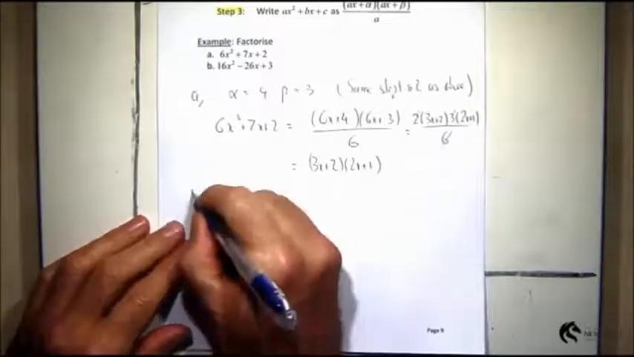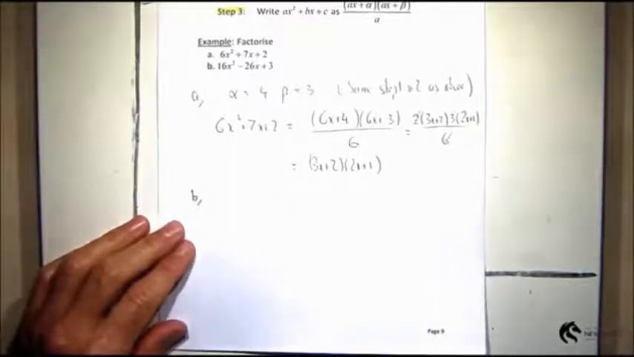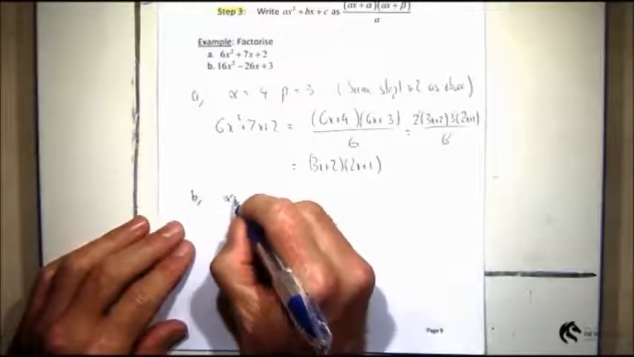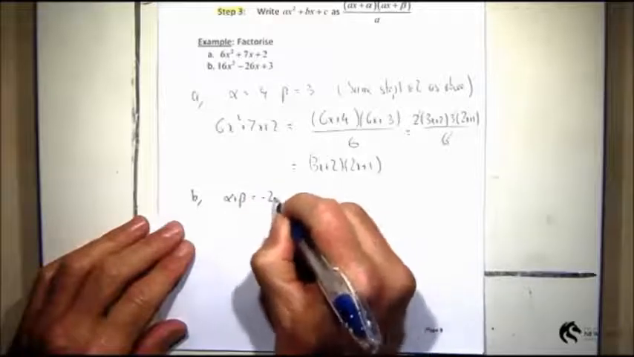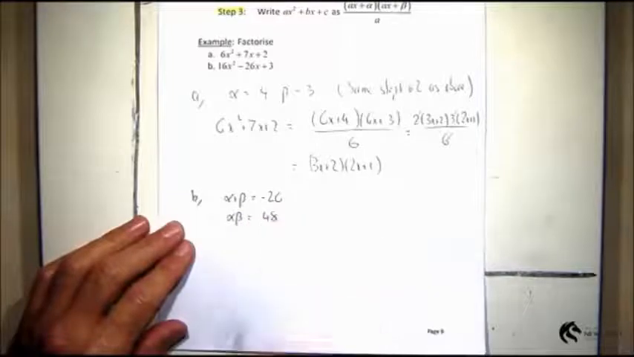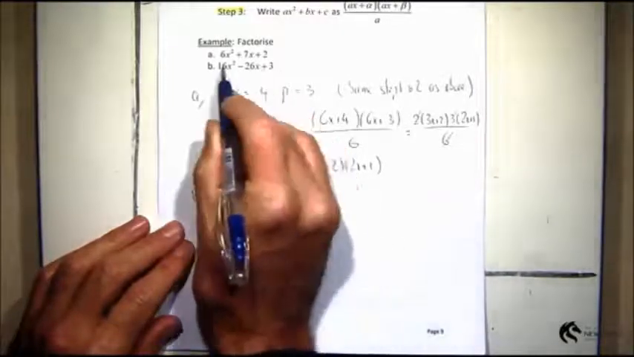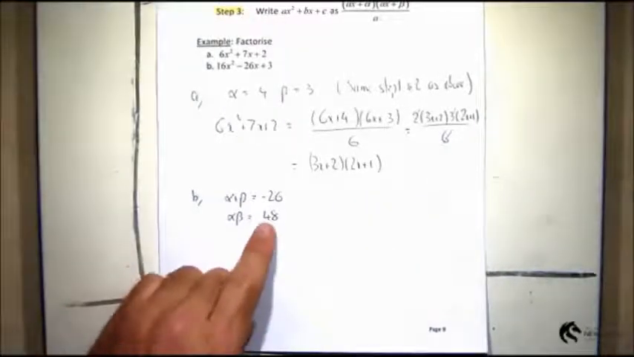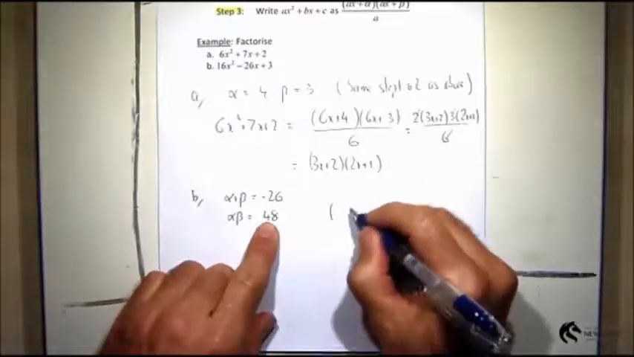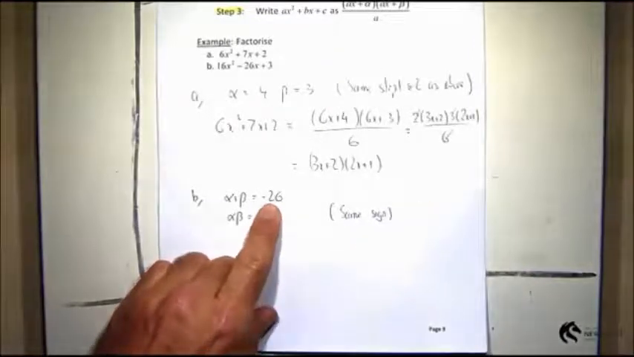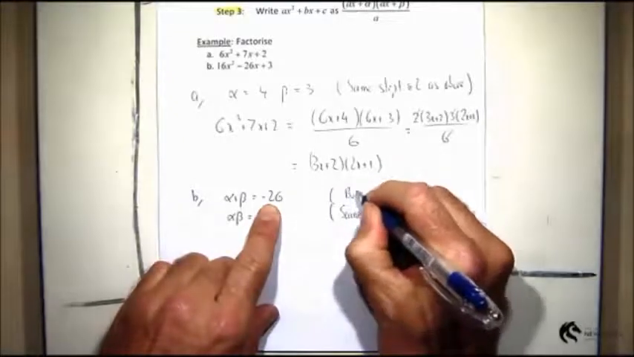Let's have a look at part B. So this time I haven't done the steps before, so let's do steps 1 and 2. I want alpha plus beta to be minus 26, and I want alpha times beta to be 48, that's A times C, 3 16s are 48. Once again, alpha times beta is positive, so alpha and beta are of the same sign. The fact that alpha plus beta is negative says they are both negative.